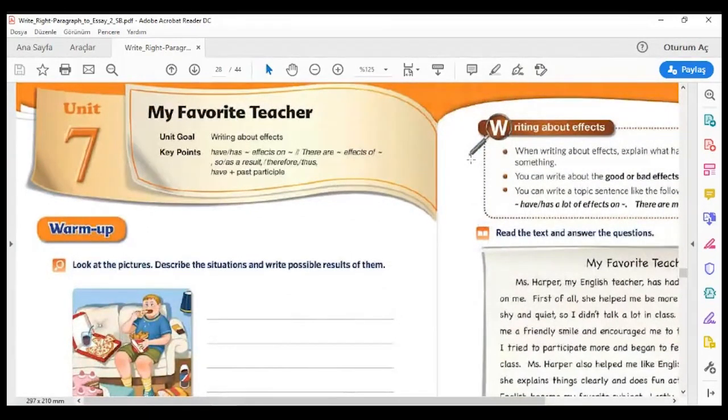This is Unit 7, My Favorite Teacher. The goal here is to write about effects. How we do that is by using the key points: have, has, effect on, there are, effects of, so, as a result, therefore, thus, have plus past participle. Now, these are the key points which I will explain throughout this unit. Also, during these online lessons, I will explain the activities and you will complete them after the lesson, not during the lesson. Let's start the warm-up activity.